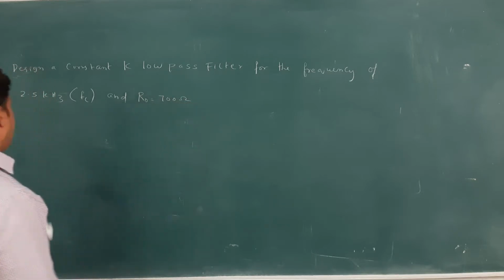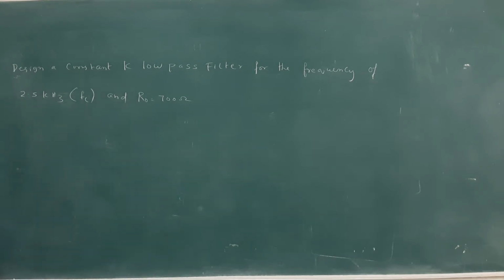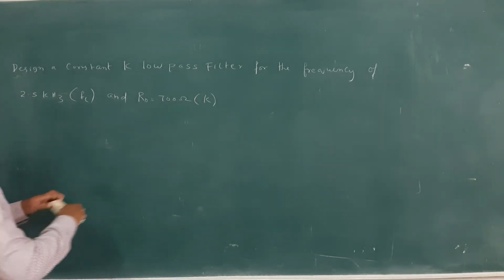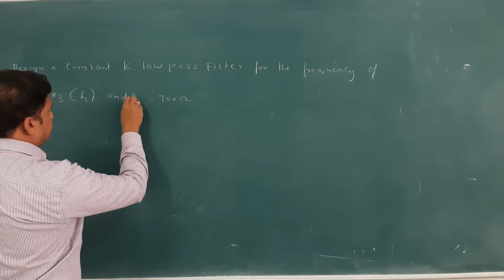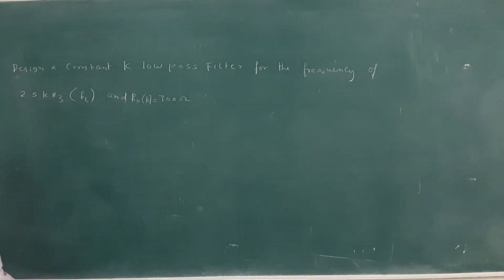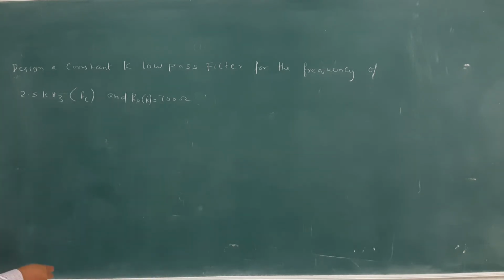The values are given here. Fc is 2.5 kilohertz and R0 is equal to 700 ohms, which is also the value called K. K also we can write, R0 or K, is equal to 700 ohms. Now, if it is given like that, then you have to find out the values of L and C. Fc is given and K is given. Now, you have to find out the value of L and C. Okay.